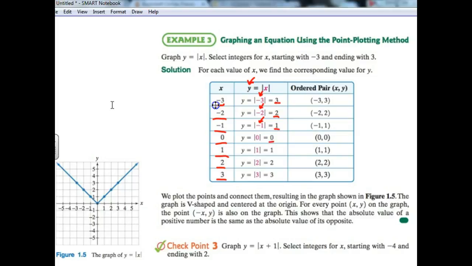The absolute value of 1 just stays 1. The absolute value of 2 stays 2. The absolute value of 3 stays 3. And so those answers are your y values. Okay, these become your y values.